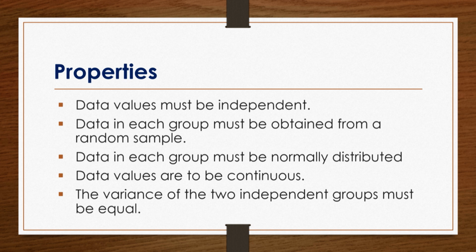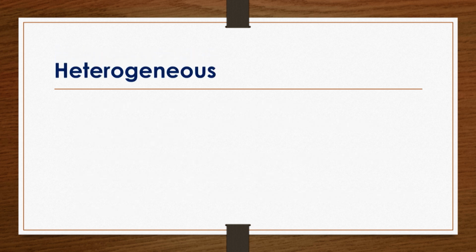Now we are going to see the various properties involved when using the independent sample t-test. Here the following properties are very important. One has to keep in mind whenever dealing with the two-sample independent t-test. Data values must be independent of each other. Data in each group must be obtained from a random sample. Data in each group must be normally distributed. Data values are to be continuous. The variance of the two independent groups must be equal to each other.